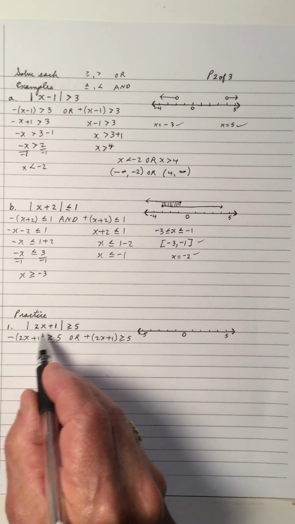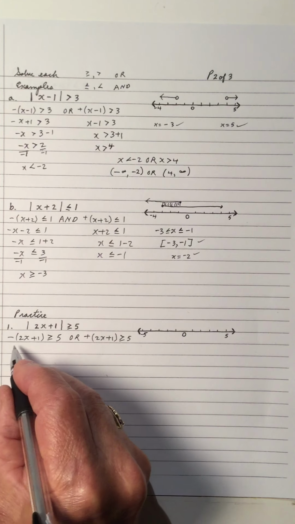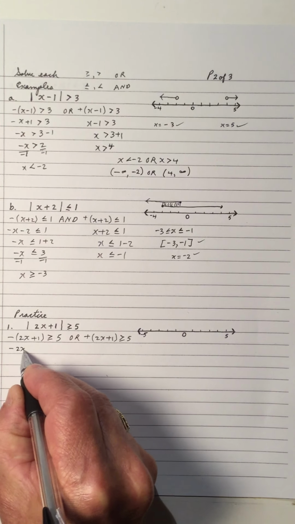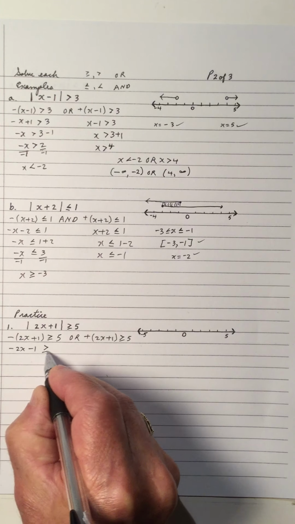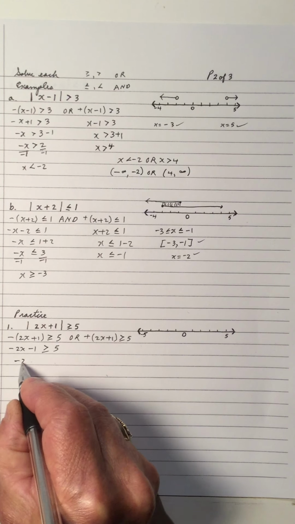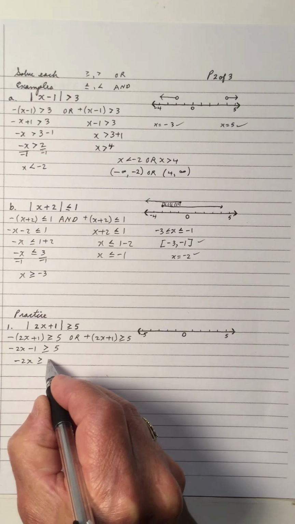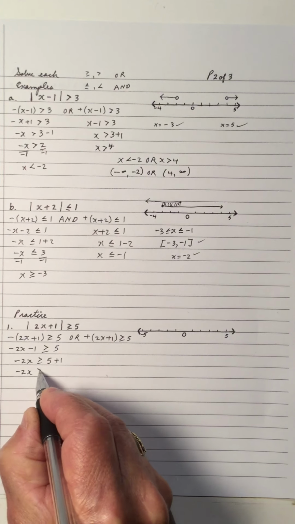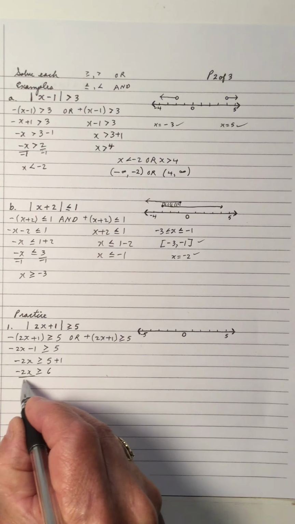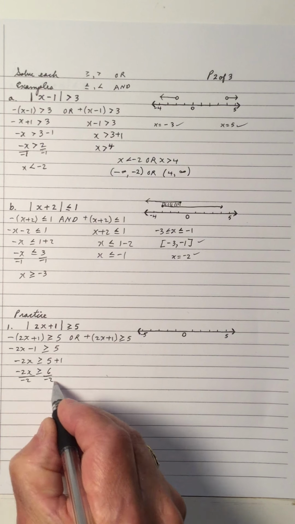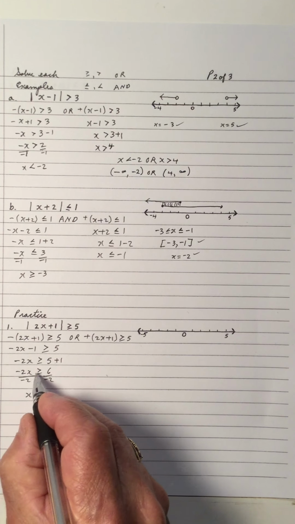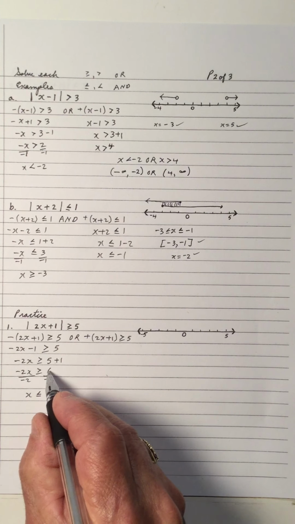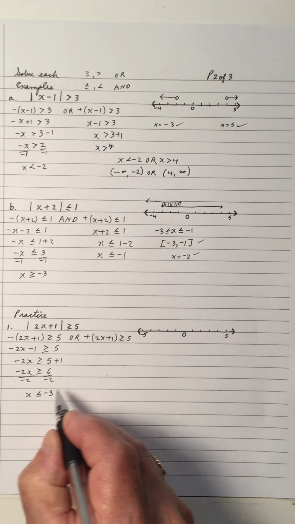This is the negative of this expression. This is the positive of it. Negative times these two: negative 2x minus 1 greater than or equal to 5. Negative 2x greater than or equal to 5 plus 1. Negative 2x greater than or equal to 6. Divide by negative 2. X, and we're dividing by a negative, so greater than becomes less than or equal to. 6 divided by negative 2 is negative 3.